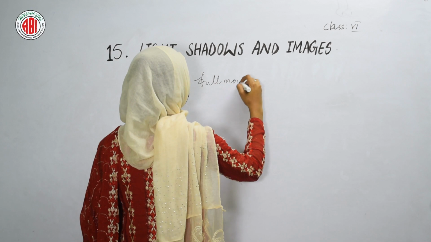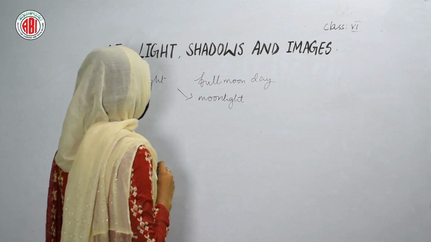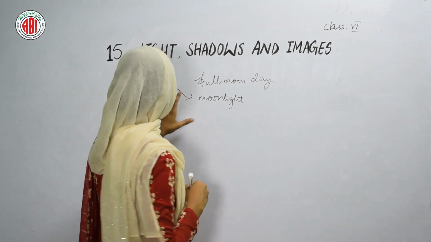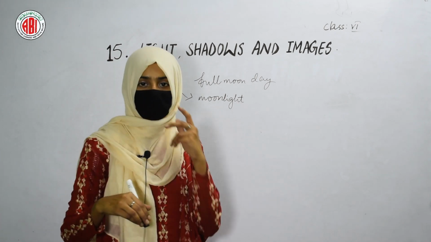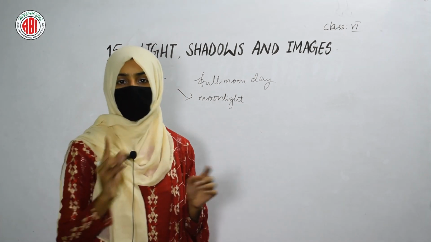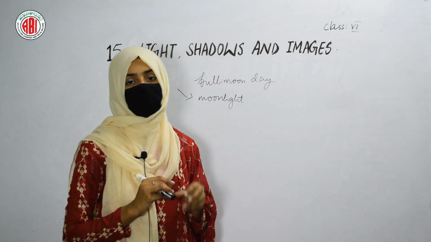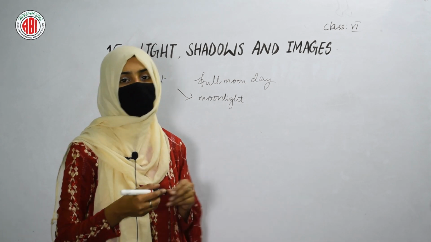But on the full moon day, you can see the objects in moonlight. Though the light is not present, on full moon day, you can see the different objects in the moonlight during night times. So by this, one point is clear that light is important to see the different objects. The different objects can be visualized only in the presence of light.